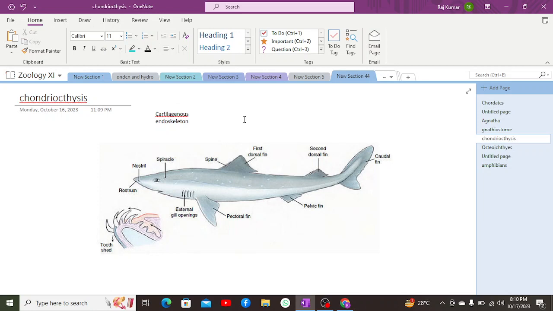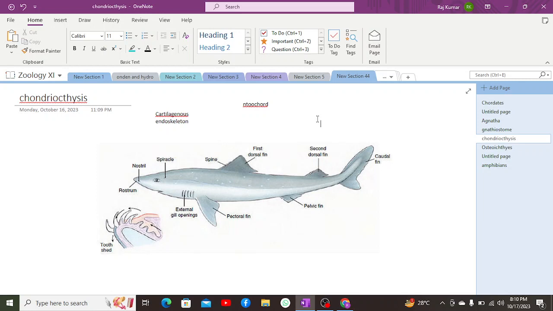Apart from that, the first general characteristic is that chondrichthyes are organisms which have a notochord, which persists throughout their life. Apart from that, they do not have appendages, but instead of appendages, they have fins, which allow them to support.